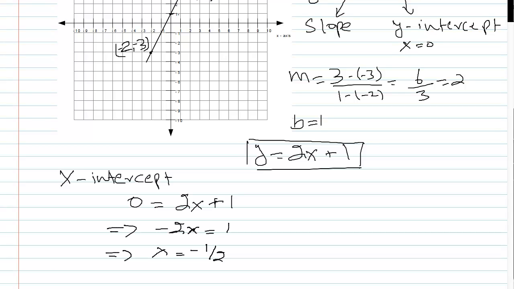If you look at the xy plane and see where this line is intersecting the x-axis, you will see that it's doing that right at minus half. So even visually, you can make sense of that.